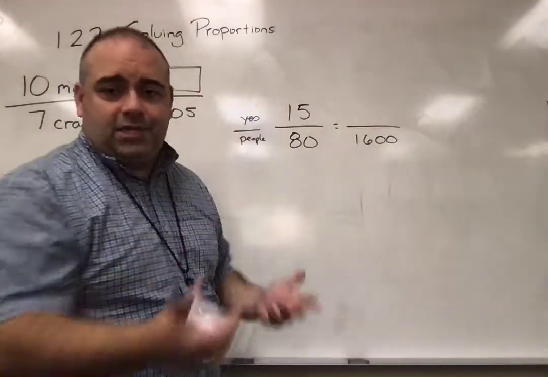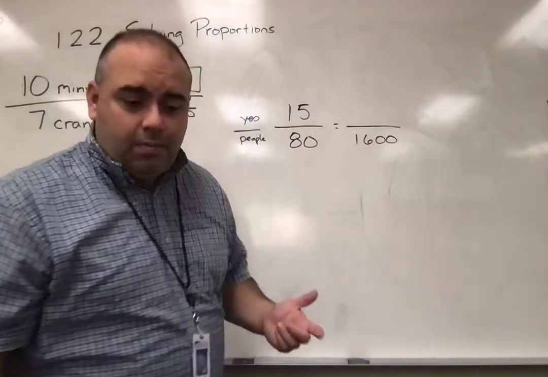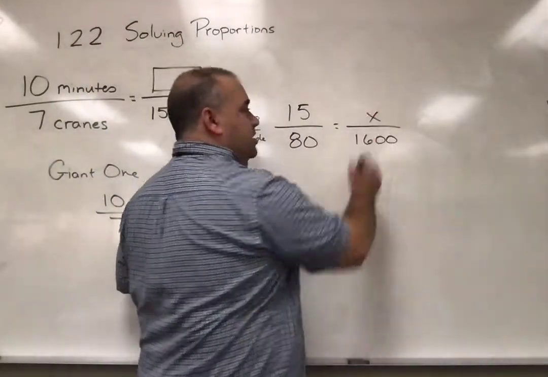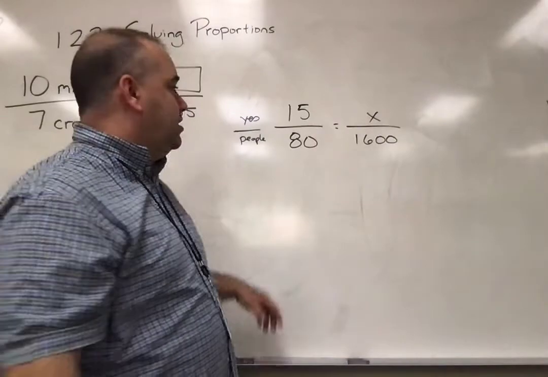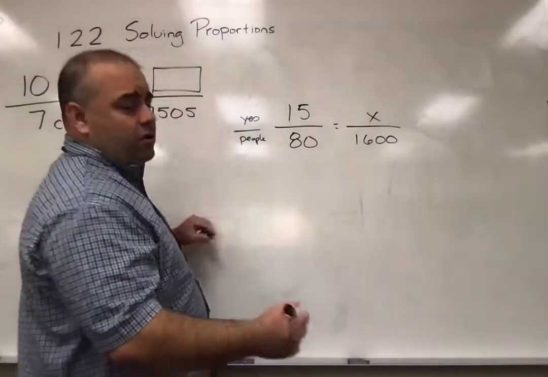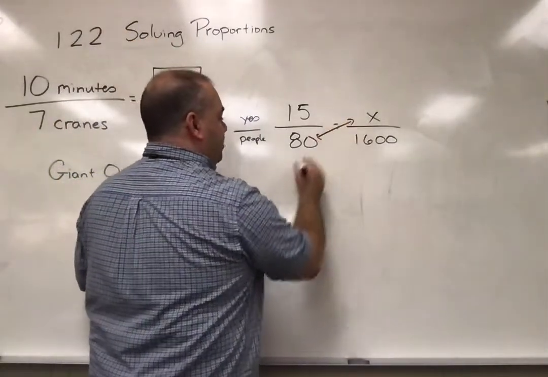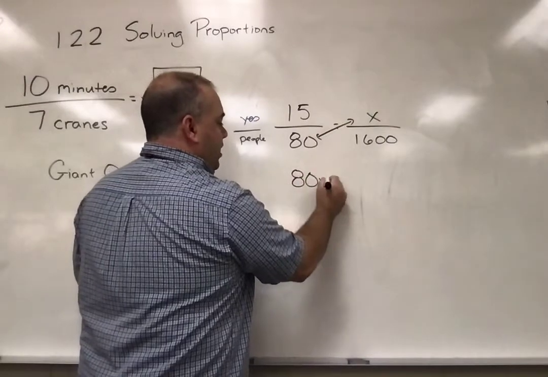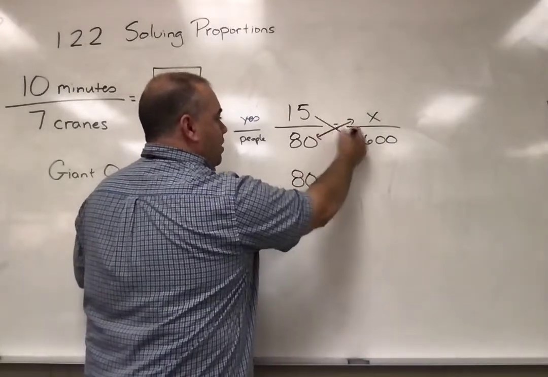So this is essentially X, our missing number. Some people put a box, some people put an X. It's up to you. Our book actually puts an X there for a missing number, so we're going to get an X equals answer. And if we do this, I can do cross products. So I go 80 times X, and I could just write down here 80 times X. That's going to equal this times this.